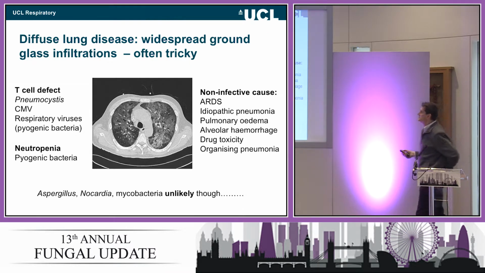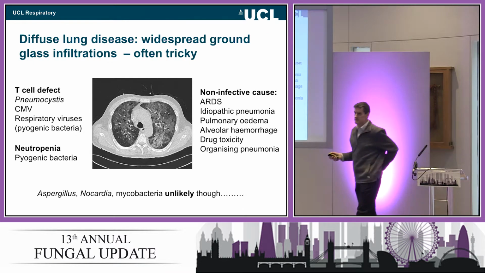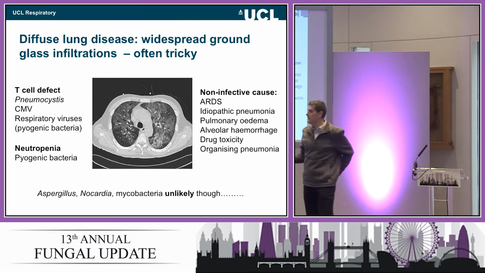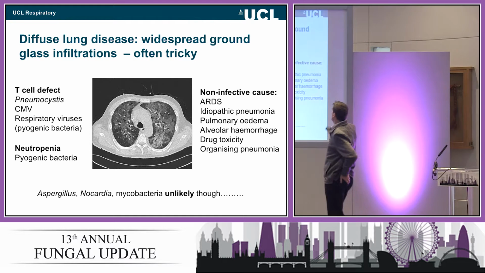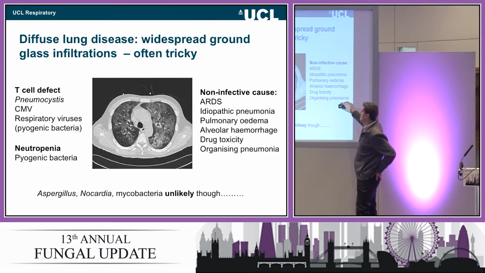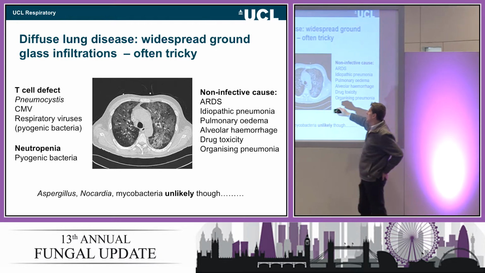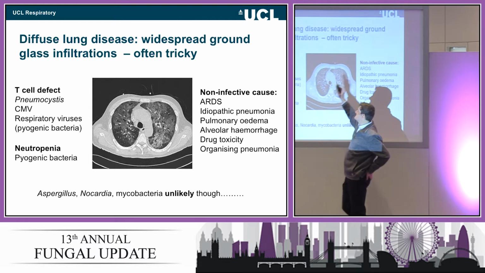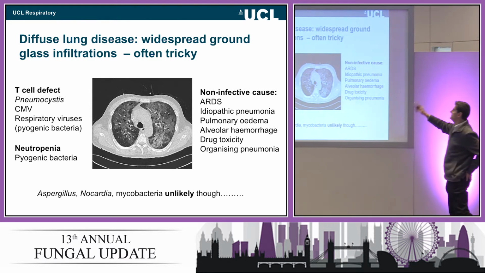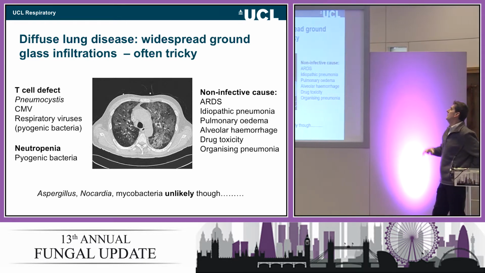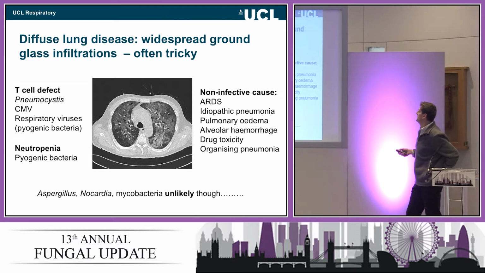Diffuse lung disease. Now, this is the problem. This is the really difficult area because there's a bunch of different diseases. They're all different, and they all require different therapy. And there's a whole bunch of non-pathogen diseases you have to bear in mind. So, the things you worry about: pneumocystis, CMV, respiratory viruses, largely T-cell defects, but not exclusively. If it's neutropenia, they can have a sort of widespread pyogenic bacterial infection.